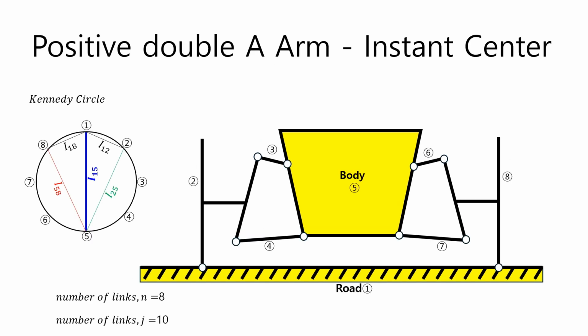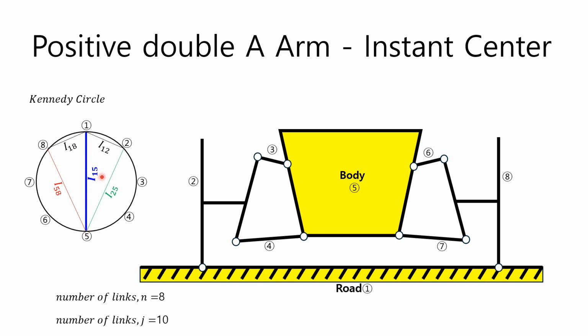To find the roll center, we use the Kennedy circle, which was explained in the previous video, E0069. Since there are 8 links, we draw 8 points on the Kennedy circle, as shown in the left figure. What we want to find is the instant center of body 5 for road 1, so we connect this with a straight line on the Kennedy circle and mark it as I15. It is indicated with a thick blue line and blue letters in the left figure.